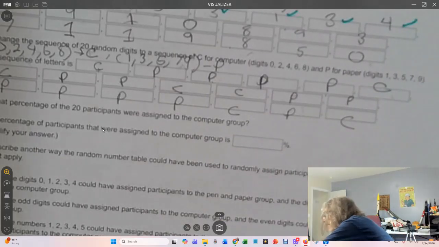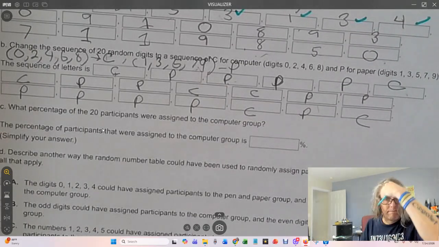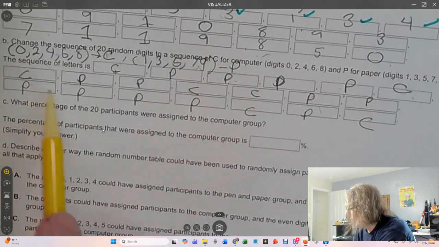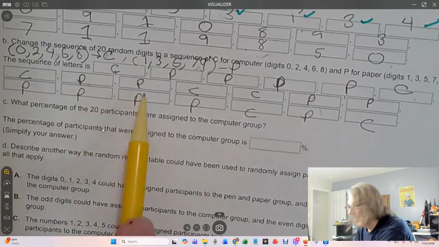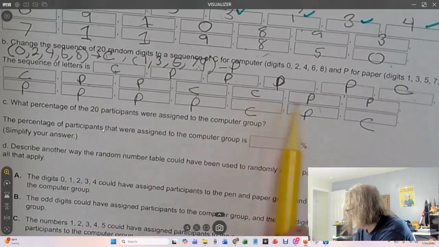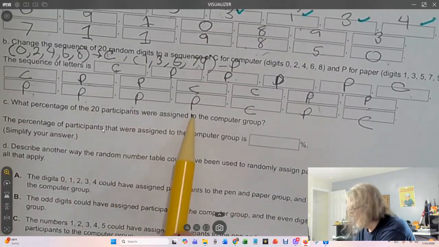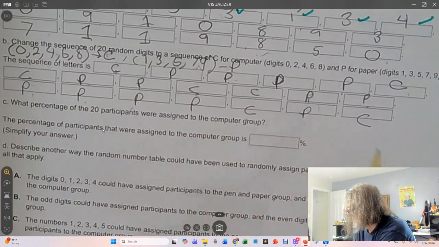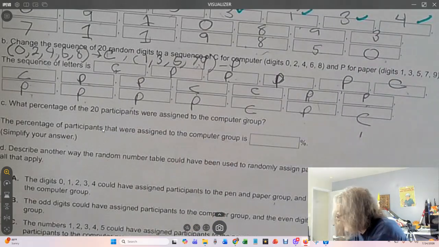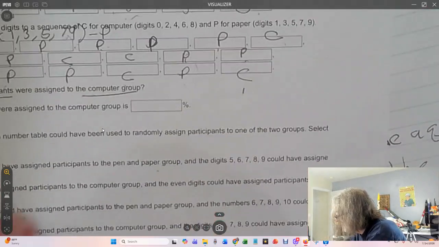Let me see, this is, there we go. Computer, paper. Paper. Computer, computer, paper, paper. Paper, paper, paper. Paper, computer, paper, computer. There we go. We have them assigned. Then it says what percentage out of the 20 were assigned to the computer group.